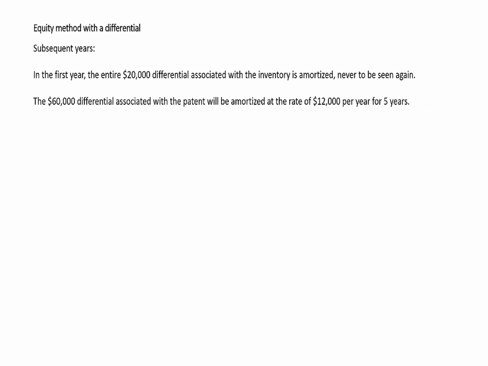Now, in subsequent years, we wrote off that entire $20,000 differential associated with inventory in the first year. It's never to be seen again. It's been sold. It's been recorded as cost of goods sold, and it's out of our lives. The $60,000 differential associated with a patent is going to be around for 5 years. We're going to write it off at $12,000 per year for 5 years.